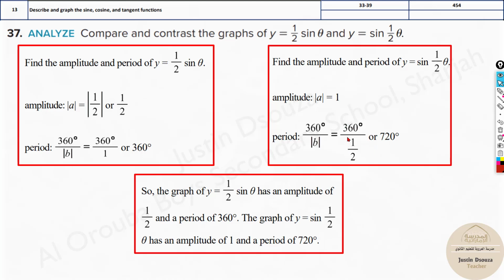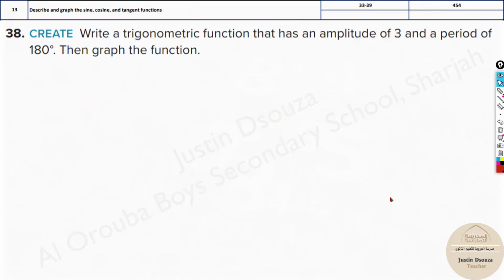So it will be 360 by half. It will be 720 degrees. Amplitude is 1. That's the difference over here. Basic things. And write the trigonometric function that has an amplitude of 3 and a period of 180 degrees. Then graph the function. Very simple again.